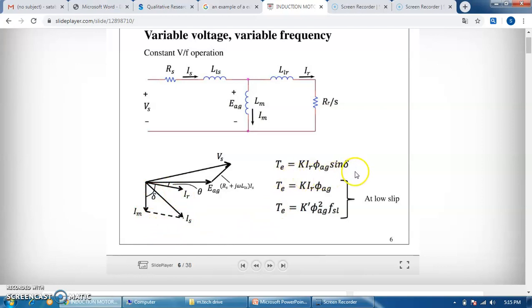Now the torque developed, that is K I phi Ag sin delta, correspondingly electromechanical torque. So in the very low region, the value of the torque will be K IR phi Ag, sin delta will not be there, and correspondingly torque developed in the very low region, as the value is increasing, it will be equal to TE = K phi dash phi square Ag into FSH1.